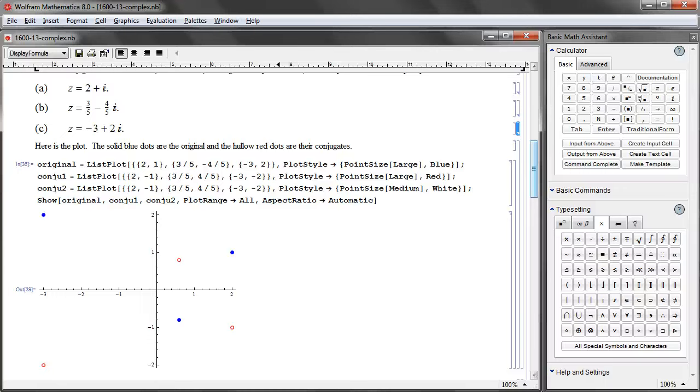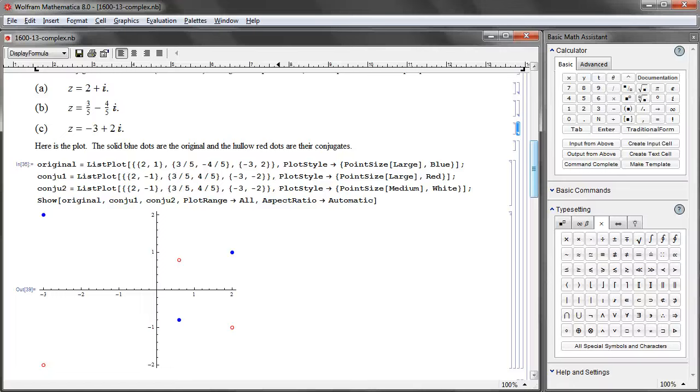The first one, 2 plus i, is located at (2, 1). There's a solid blue point there. And the second, 3/5 minus 4/5 i, is a solid blue point in the fourth quadrant, because in this case the y-coordinate, or the imaginary part, is negative. And the third, -3 plus 2i, is a solid blue point at (-3, 2) in the second quadrant.